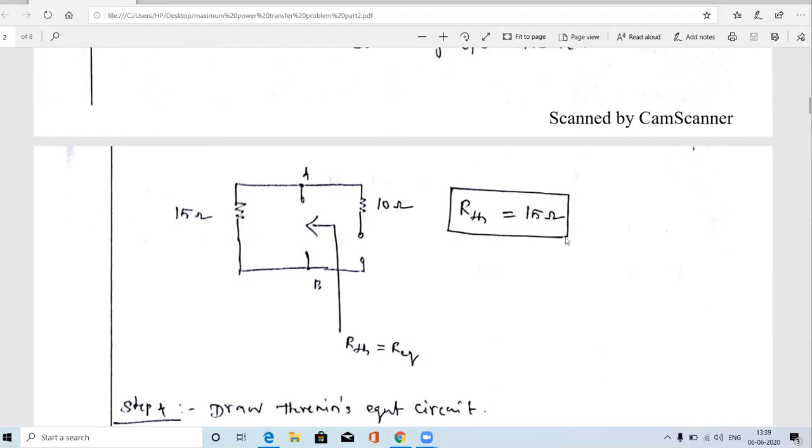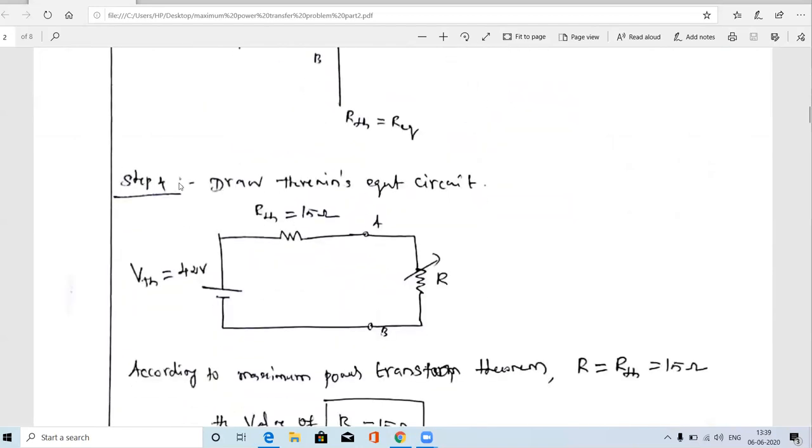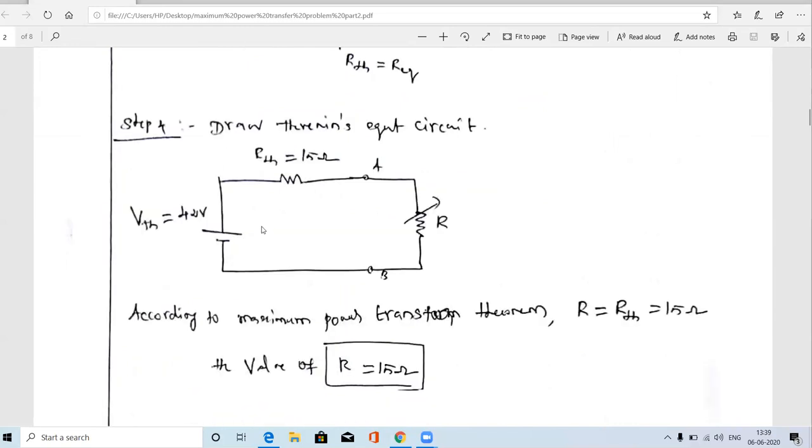So VTH calculated, RTH calculated. What is the next step? We have to draw the Thevenin's equivalent circuit. What is Thevenin's equivalent circuit? Any complex circuit can be replaced by only two elements. What is one of the elements? The Thevenin's voltage, which we calculated as 42 volts, in series with the RTH. What is the RTH value? 15 ohms. Okay, so VTH and RTH.